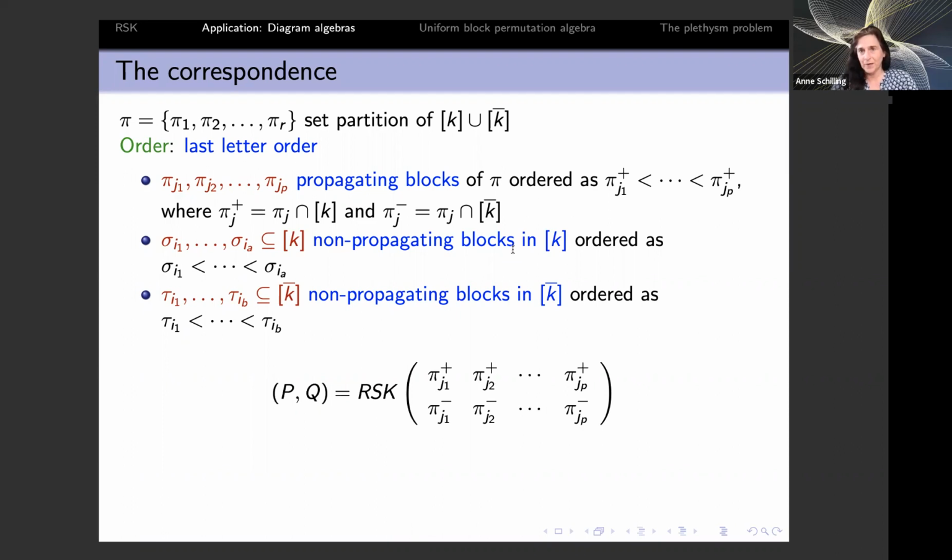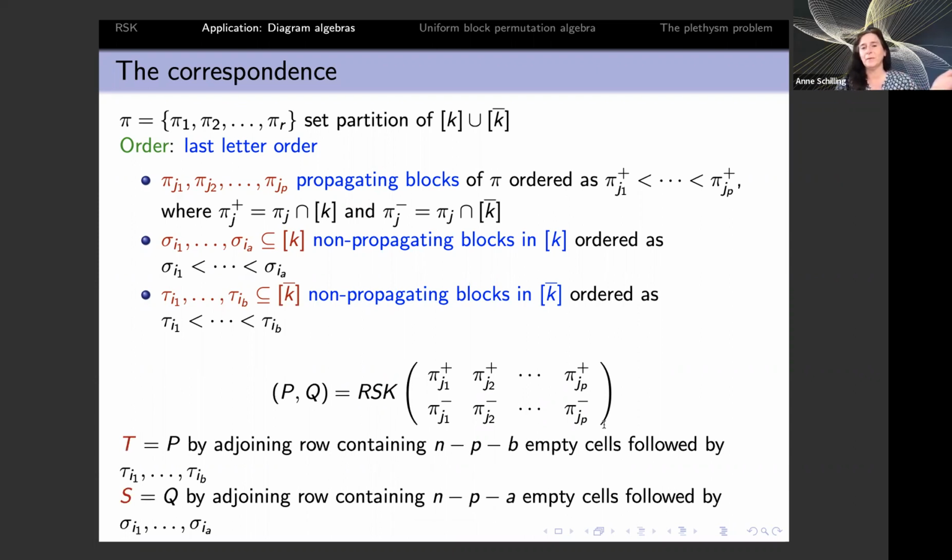Then what we are going to do is form a generalized permutation by putting the pi pluses. Remember, we are taking the blocks, and we are only looking at the unbarred letters in those blocks. That's what the pi upper pluses mean. We put those in the top row, and we order them by this last letter order. Then in the bottom row we put the pi minuses, so the barred letters of the corresponding blocks.